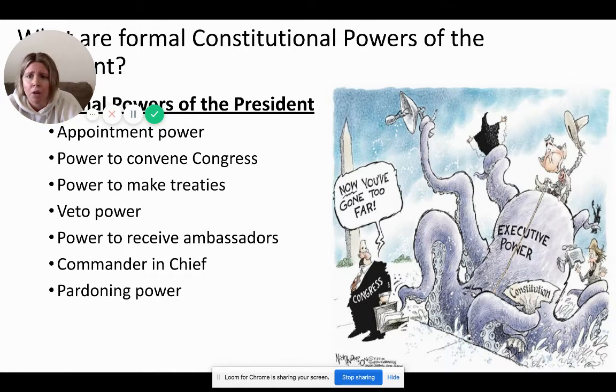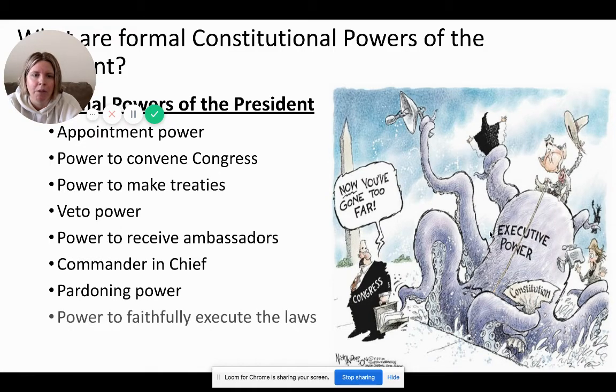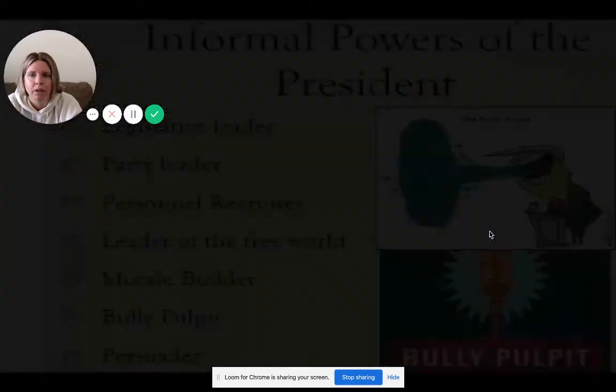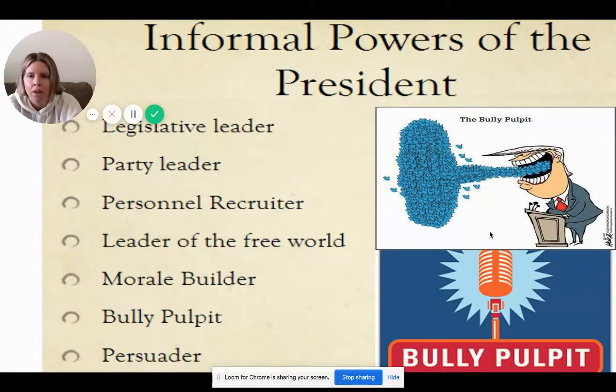Because there were a lot of Republicans complaining, oh, Obama's taking on too much power. And now they're saying, oh, no, Trump's fine. We think he's doing well. So definitely ideology will help dictate how you feel about how a president is executing the laws or how they're doing things. They also have informal powers.